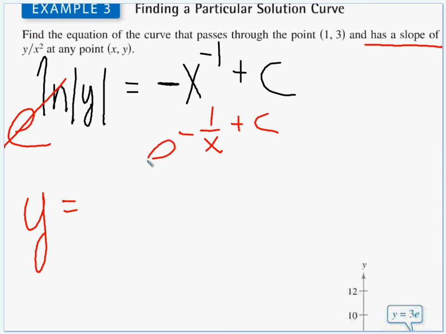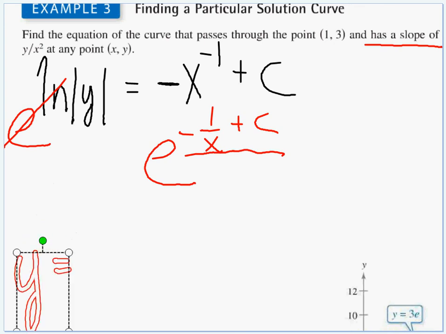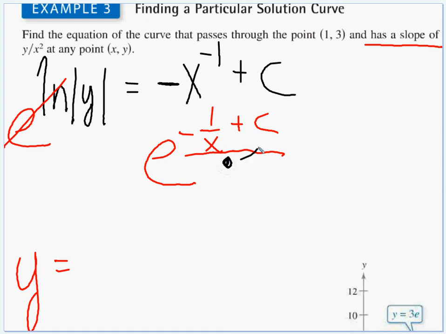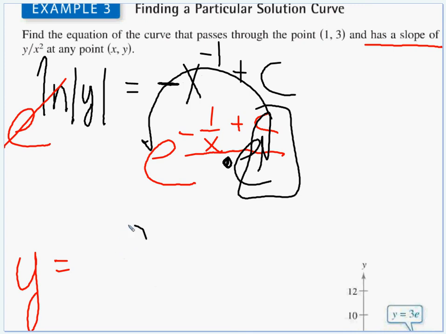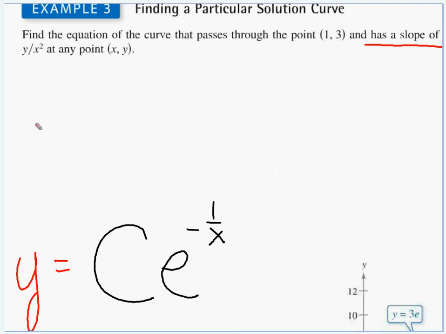Now we're going to base e that, so this becomes one big exponent. And remember, we add exponents when we multiply like bases. So I could turn this into a times e to the c. E to the c just turns into another constant, which we'll put here in the front. C e to the negative 1 over x power. So we've got our general solution.